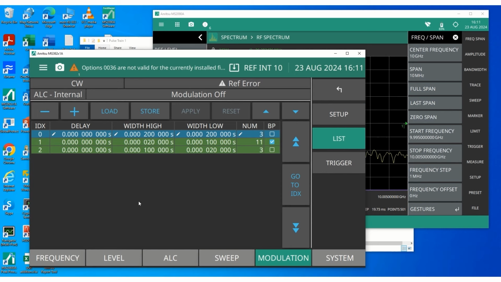I have defined 3 pulse bursts. The first pulse burst is the one with 200 microseconds high and 200 microseconds low to be repeated 3 times. The second is a very narrow pulse, 20 microseconds high and 100 microseconds low to be repeated 11 times. And the third is 100 microseconds wide but 20 microseconds low to be repeated 3 times.